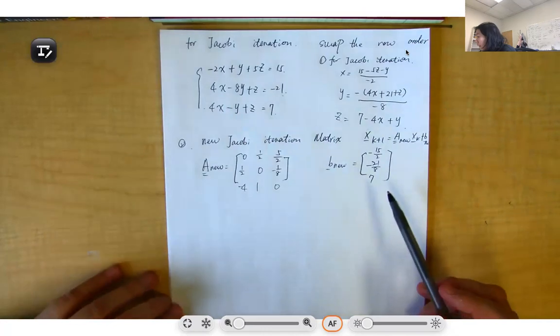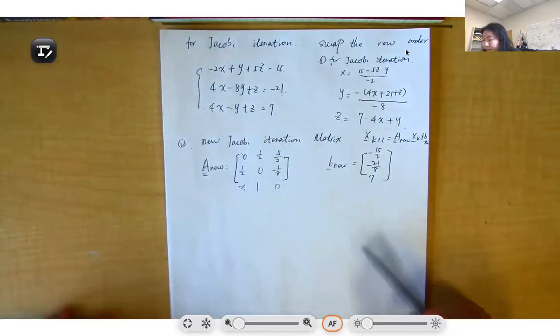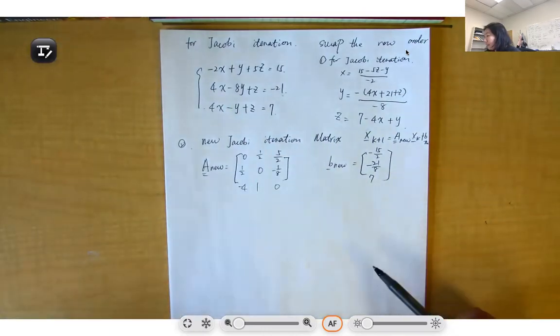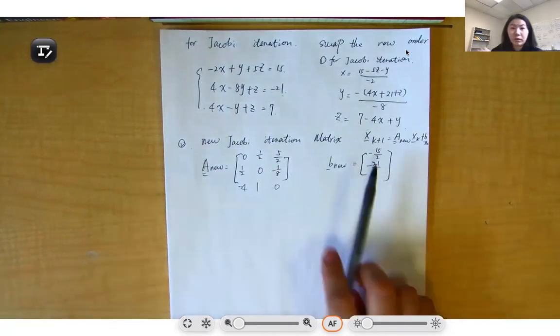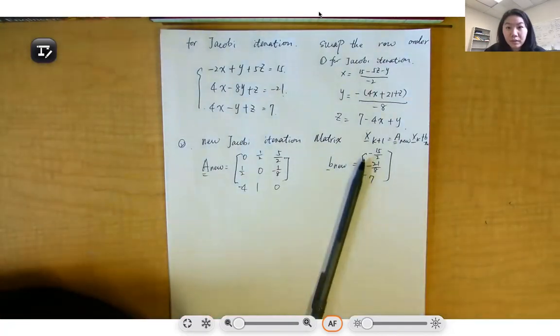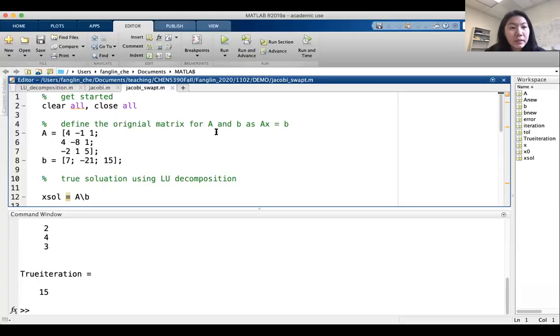And let's try to see whether this Jacobi iteration can give us the same result or not. Okay, so let's share the screen of the MATLAB. So this is the MATLAB. We just swapped the row, so our true solution shouldn't be changed. It should still be the same as before.